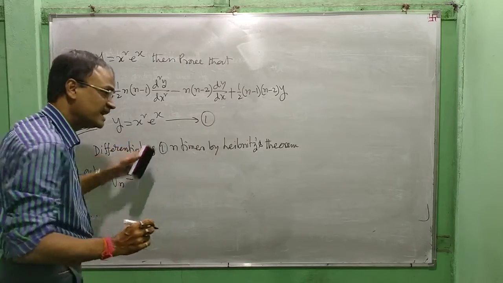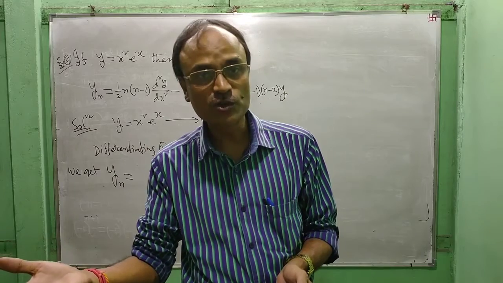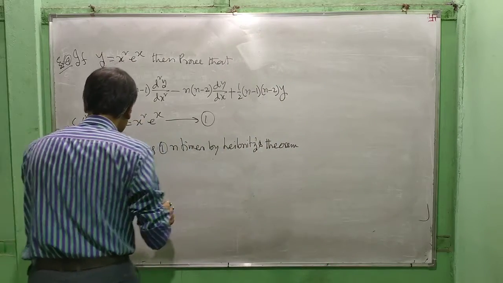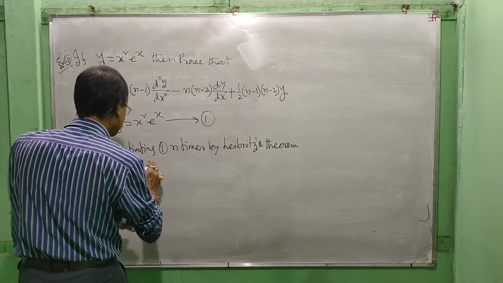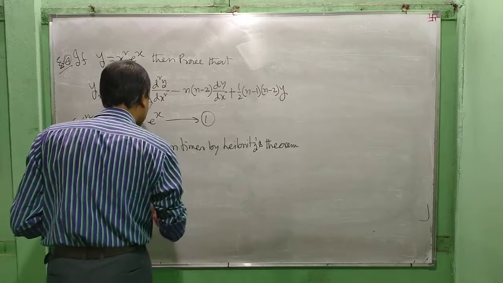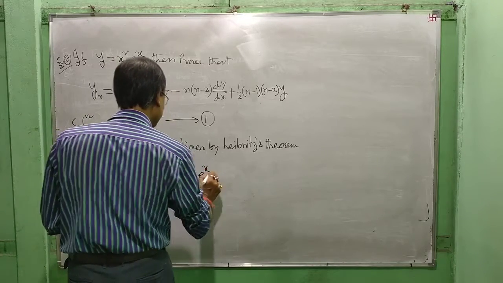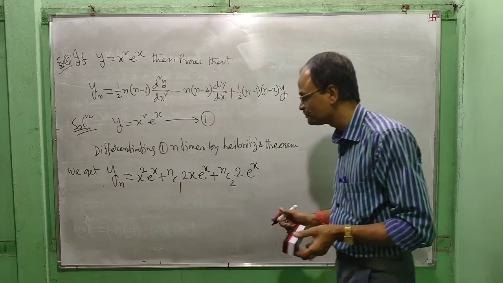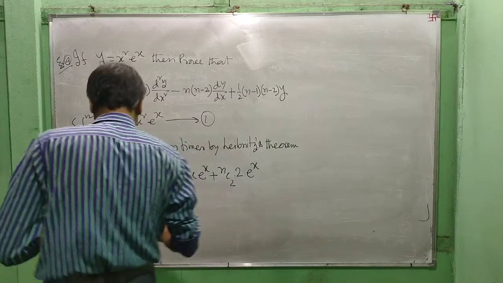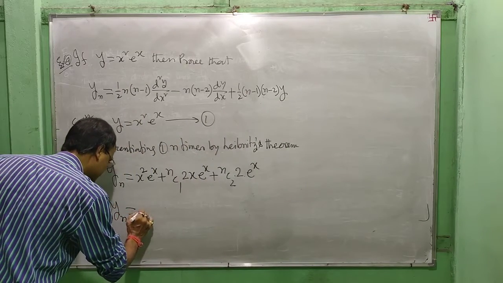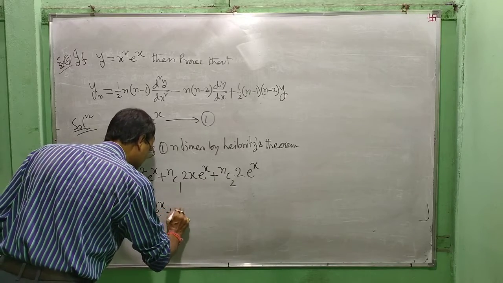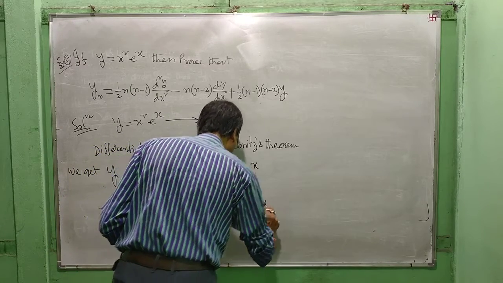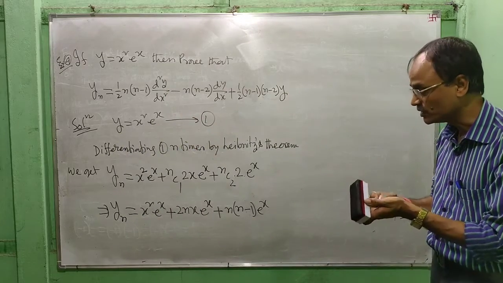y_n is equal to: the nth differentiation of e to the power x is e to the power x, and the (n minus 1)th differentiation of e to the power x is again e to the power x. Therefore you will get x square e to the power x plus nC1 times twice x times e to the power x, plus nC2 into 2 e to the power x. The nth differentiation is this, or you may write y_n is equal to x square e to the power x plus twice n x e to the power x plus n into (n minus 1) e to the power x.